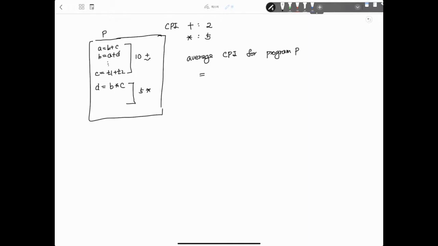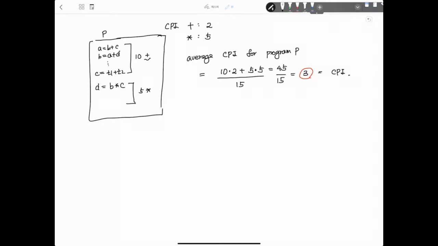So what about the total cycles? There are 10 plus operations, which take 2 cycles, and 5 multiplications, which require 5 cycles. So total is 45. And number of instructions is 15. So it is 3. So this is the average CPI.